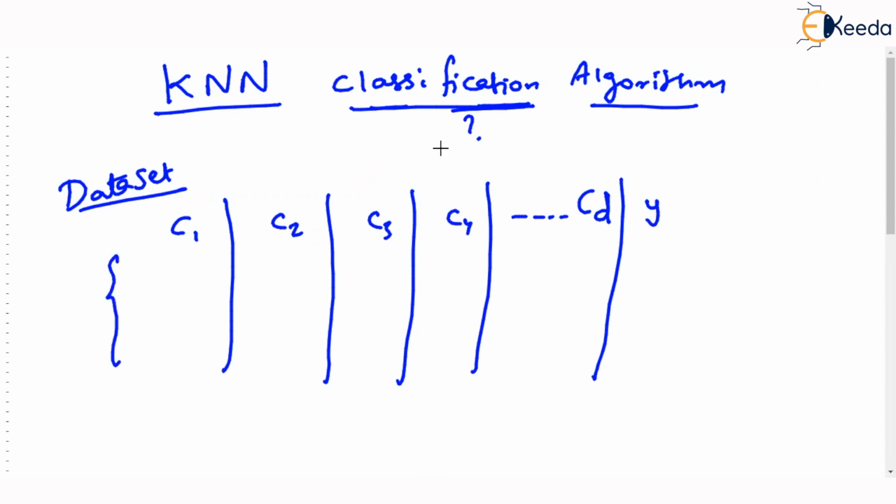This is a data set which contains rows, and C1 might be 1.5, C2 might be 1.8, C1 might be 1.7, 1.9, and so on. And CD, the last column, might be 2.0. And given these values of these D columns, Y, let's say, is 0. Now, what are these? I have taken some arbitrary columns C1, C2, C3, C4, CD.